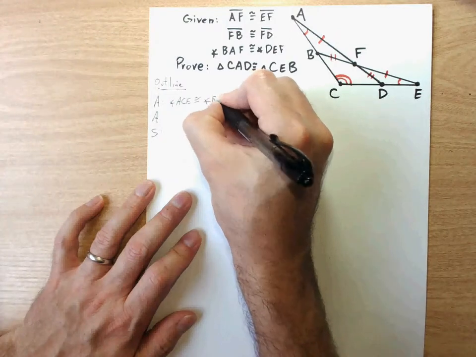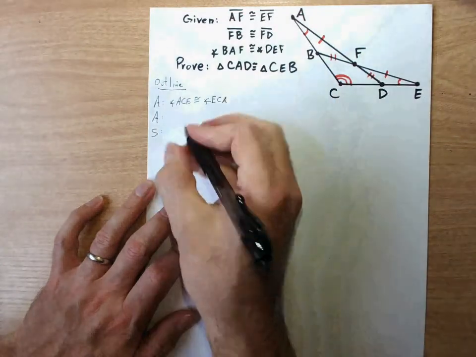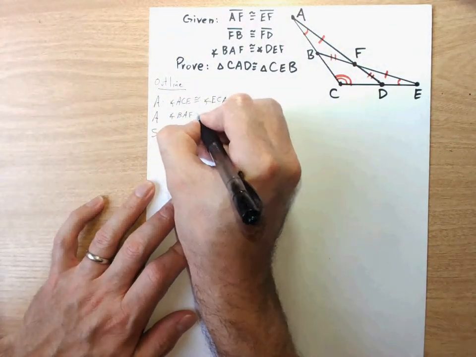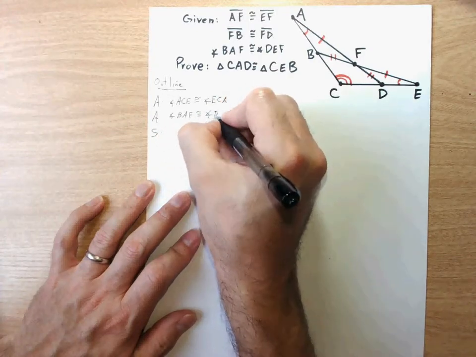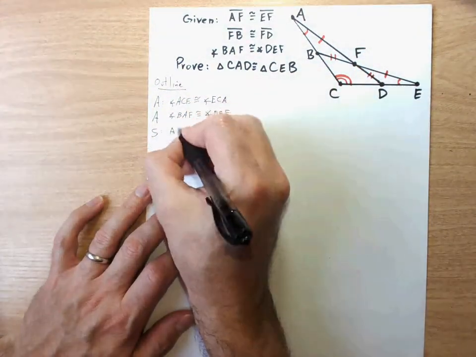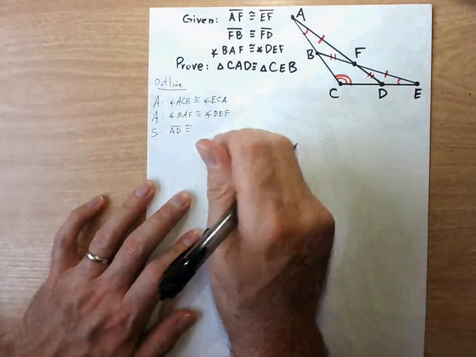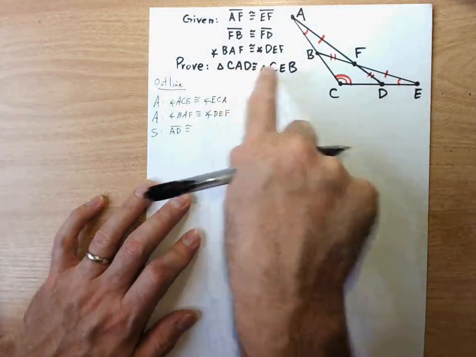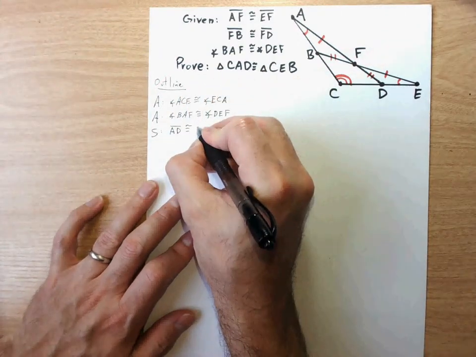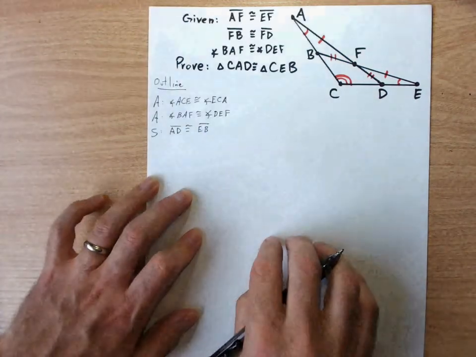Triangle ECA, okay. And then the second one that's given, angle BAF is congruent with angle DEF. And then this last thing that we're going to have to build up, figure out how to build up, segment AD is congruent with segment EB. And again, it's the same order as in the triangle proof statement. AD is congruent with segment EB. Okay, so that's my outline.